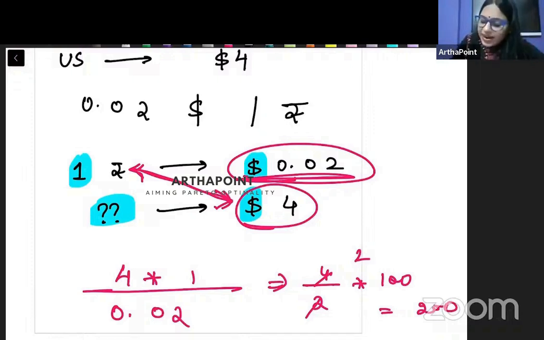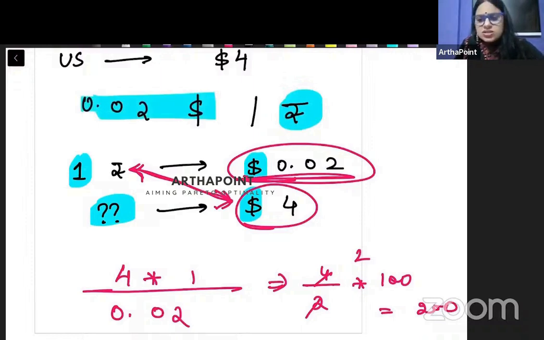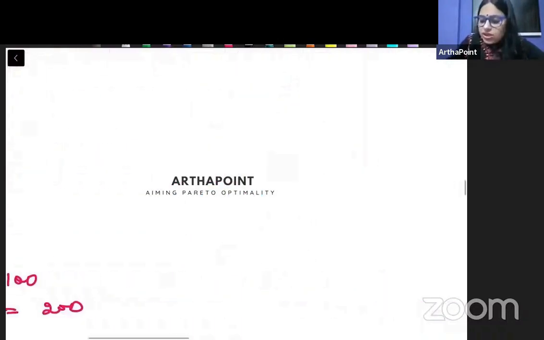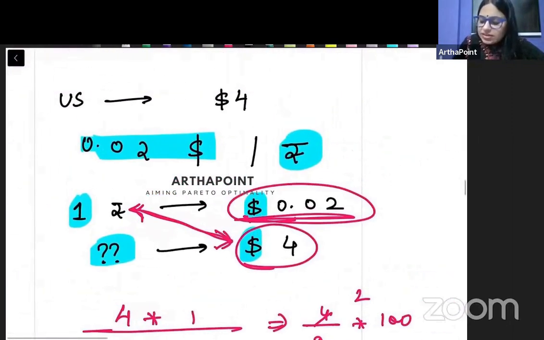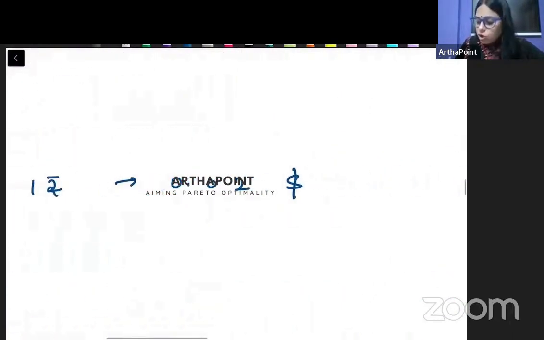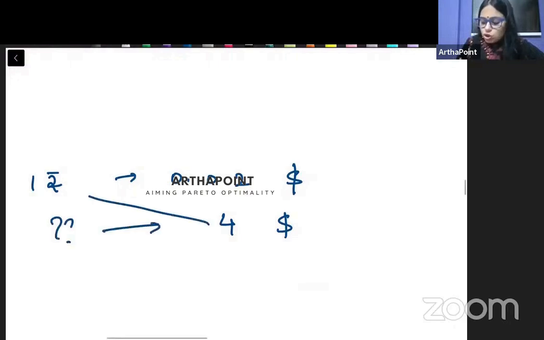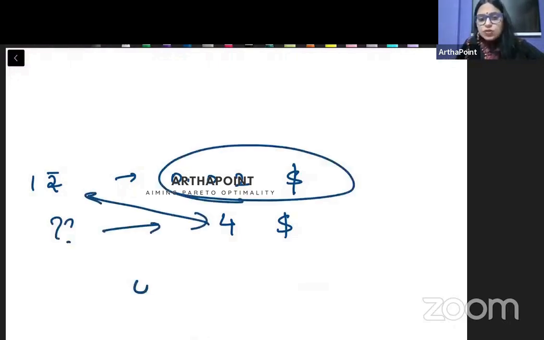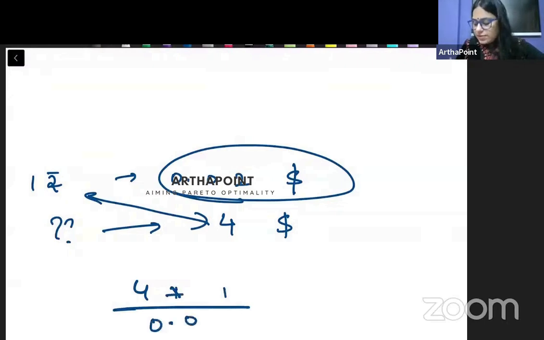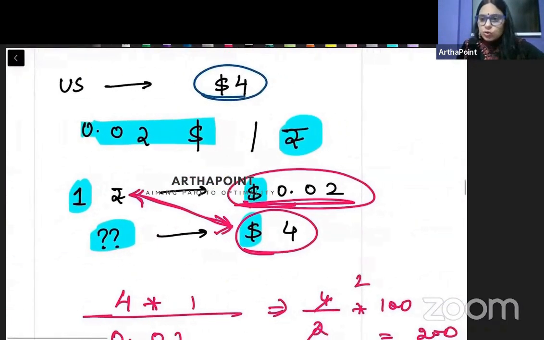So it says 1 rupee is worth $0.02. Right? So this is what we have applied here. Okay, 1 rupee is $0.02, and we are given another thing that in US it is $4. So how much here? So cross multiply and divide by this. So 4 into 1 divided by 0.02. So the answer is 200. That's the answer to this question.